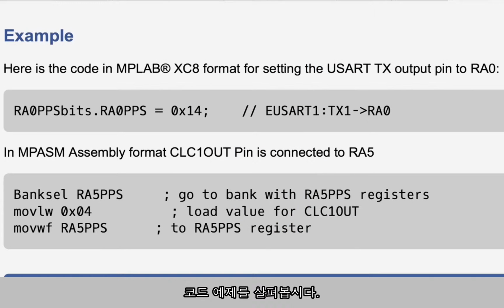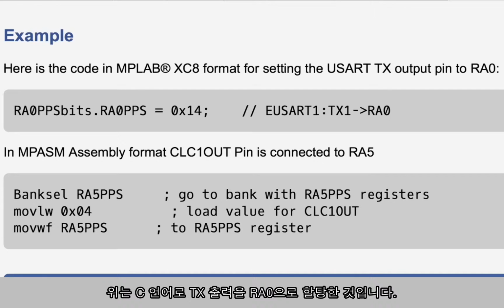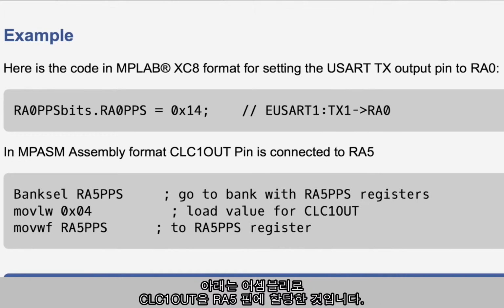Here are a couple code examples. The first one is in C, showing the transmit output connected to the RA0 pin, and the second one is in assembly, with the CLC1 output connected to the RA5 pin.